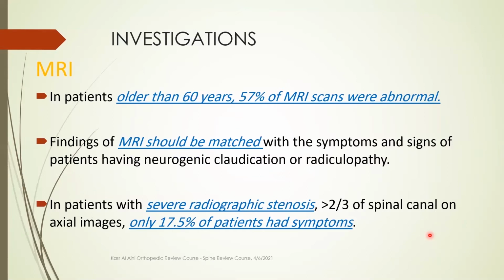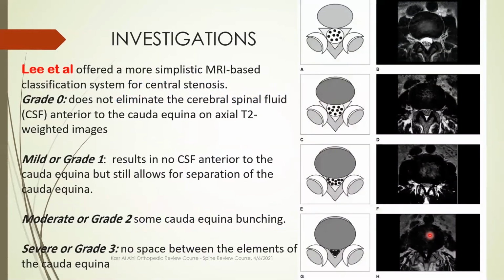MRI: in patients older than 60 years of age, 57% would have abnormal MRI. MRI should be matched with symptoms of patients. Of patients with severe radiographic stenosis, only 17% would have symptoms. He described the classification using MRI for degree of central canal stenosis.